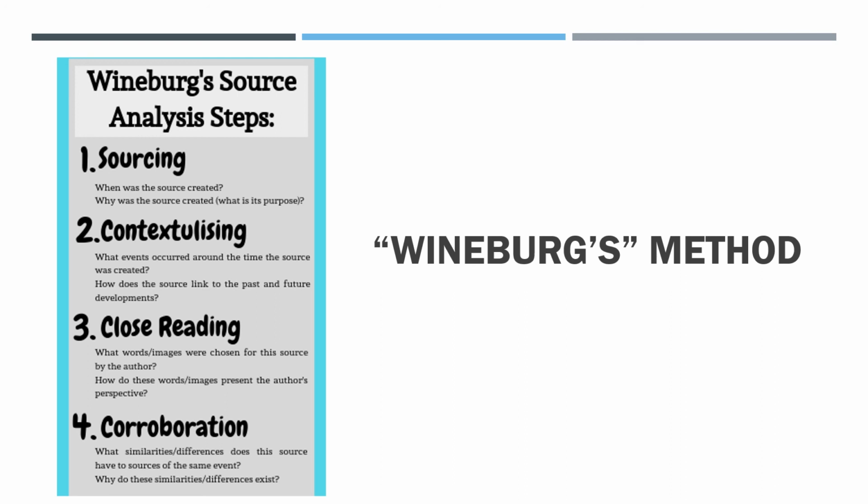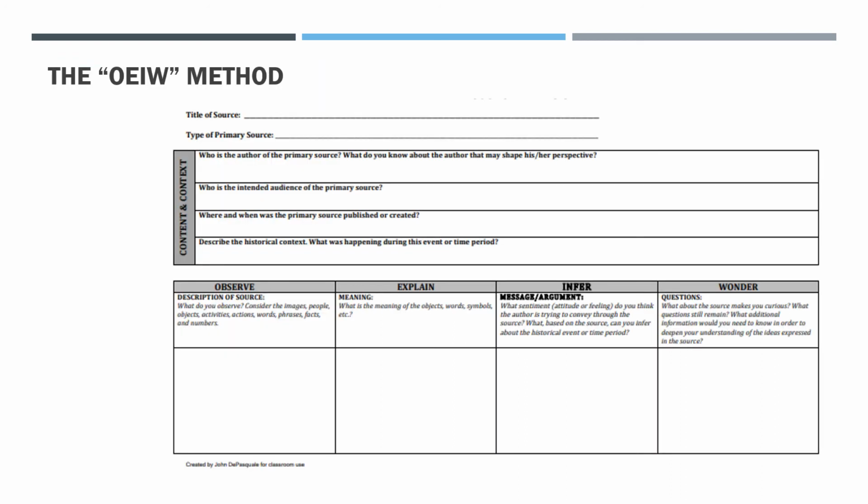Then number 3 is the close reading, so looking carefully, looking at the words, the images, the aspects, the meanings, the vocabulary, the grammar being used, and that will give us a close idea of how reliable the source is. And finally, the corroboration, which is looking at similarities and differences between this source and others. It's a comparison bit. So as you can see, the Wineburg method has some bits from all the other methods that we've been discussing prior to these. Okay, this is another one, the OEIW, which stands for Observe, Explain, Infer, and Wonder.